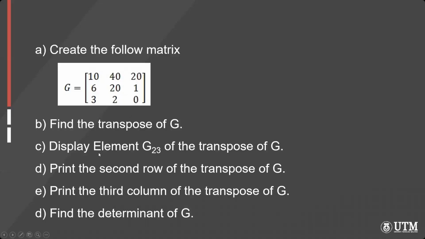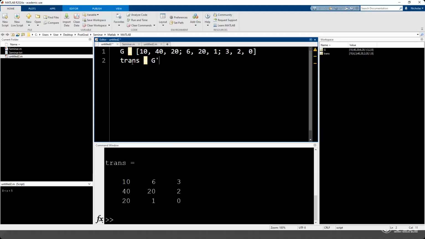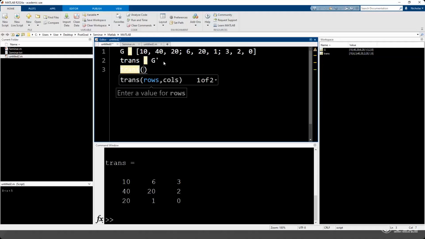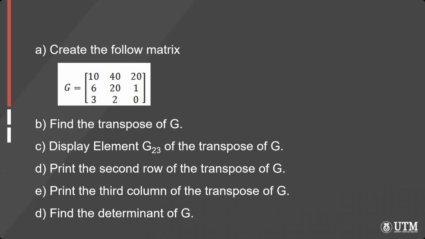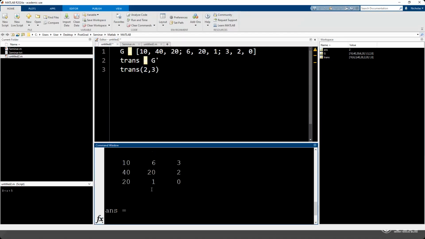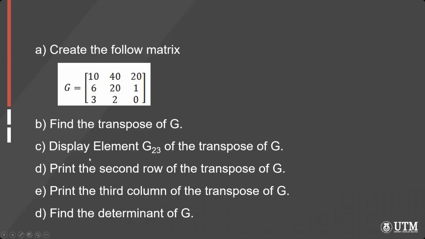Second is display the element G23 of the transpose of G. So since we already put the transpose of G as a variable, we can just call it like this. So we can just do trans, row 2, third column. So we can just call this, and the answer is 2. So it's row 2, third column, which is 2 right here. Okay, that is to display the element.